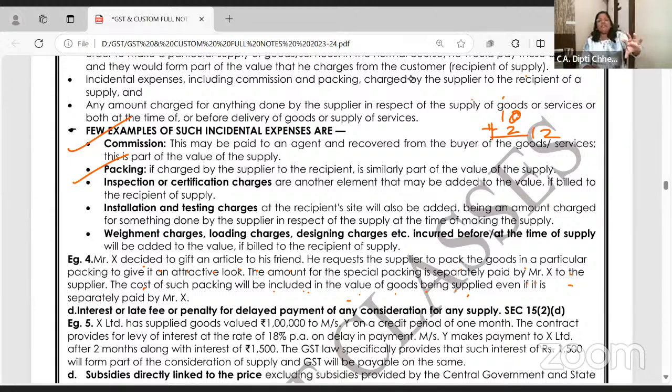See, I'm selling you this product at 10 rupees. If you want special packing separately, you pay me 2 rupees, I'll do separate packing. So now actually the sale value is 10 or 12? 12. Because all these charges are incidental to the supply.